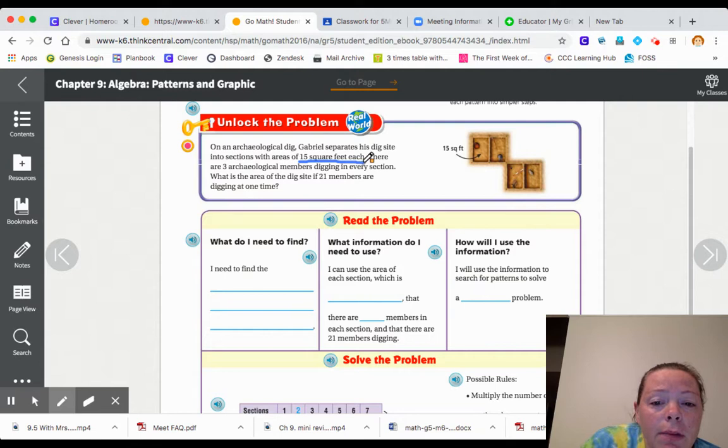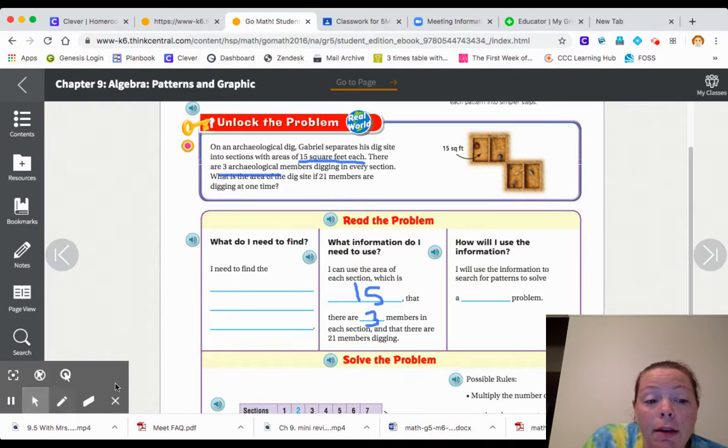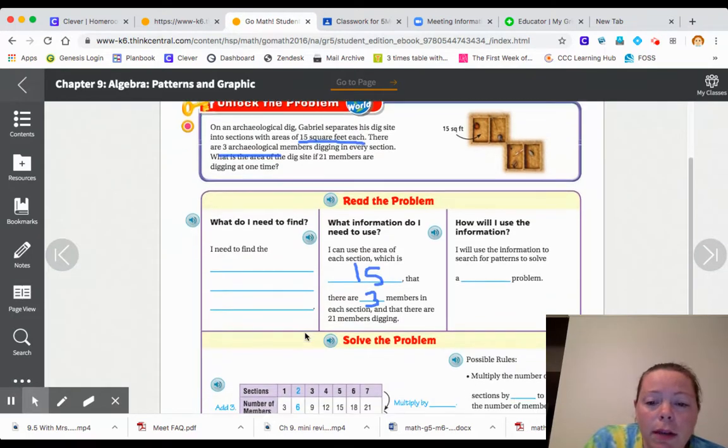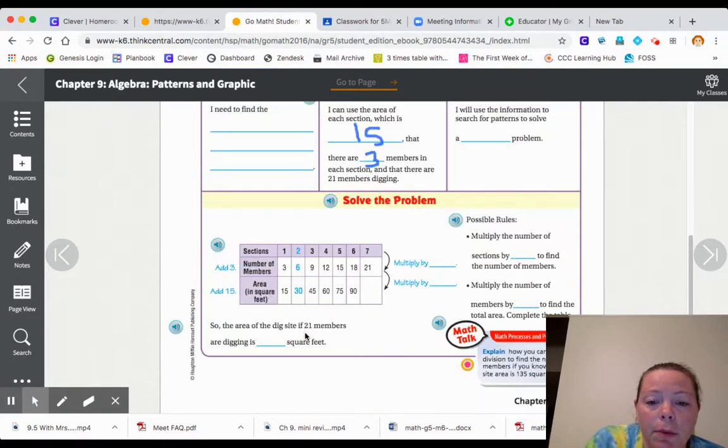And then how many members are there in each section? There's 3 members in each section. So 15 square feet and 3 members in each section. How am I going to use that information? I'm going to use it to help me solve a simpler problem. I'm going to use that information to figure out how I can solve the area if there's 21 members. So I'm using that information to help me solve that problem.